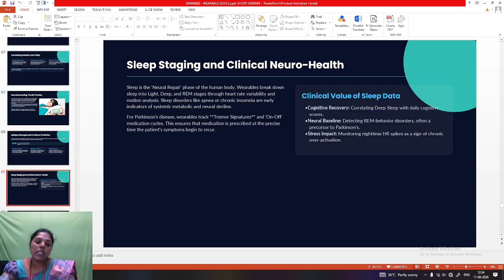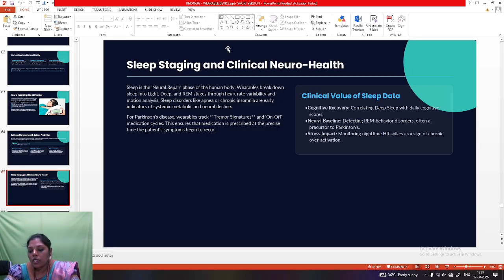Next topic: sleep tracking and clinical neuro health. Sleep is the neuro-repair phase of the human body. Wearables break down motion analysis, sleep disorders and early indicators of metabolic issues. For Parkinson's, they track tremor signatures across on-off medicine cycles. This ensures medicine is given at the precise time, before patient symptoms begin to recur.